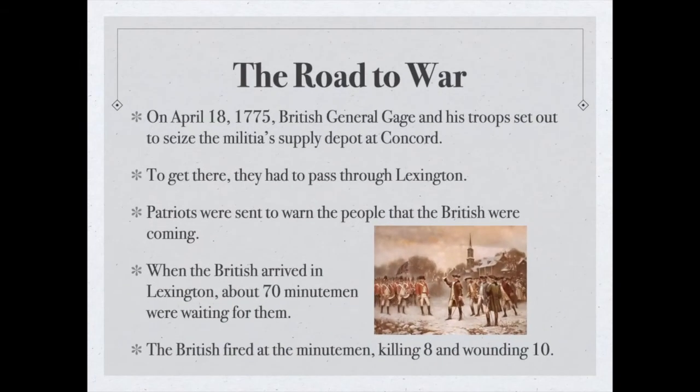On April 18, 1775, British General Gage and his troops set out to seize the militia supply depot at Concord. To get there, they had to pass through Lexington. Patriots were sent to warn the people that the British were coming. When the British arrived in Lexington, about 70 Minutemen were waiting for them. The British fired at the Minutemen, killing 8 and wounding 10.